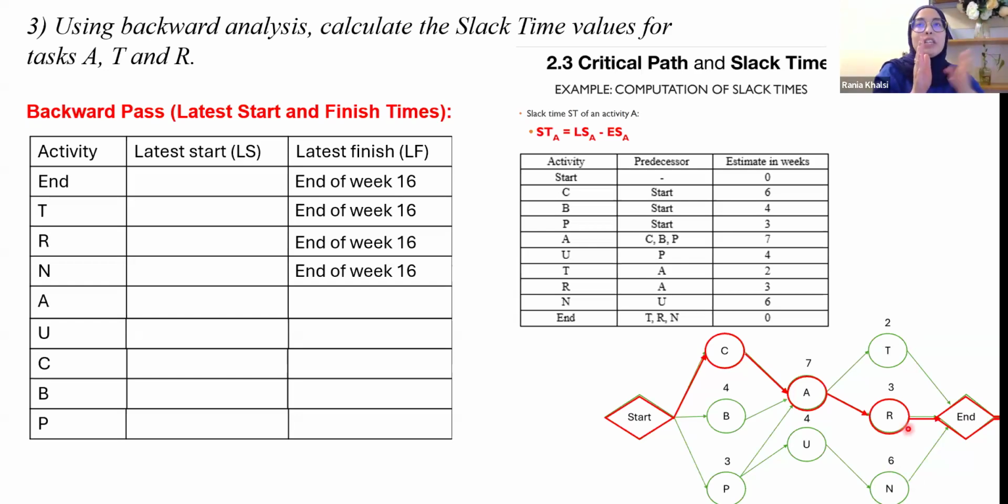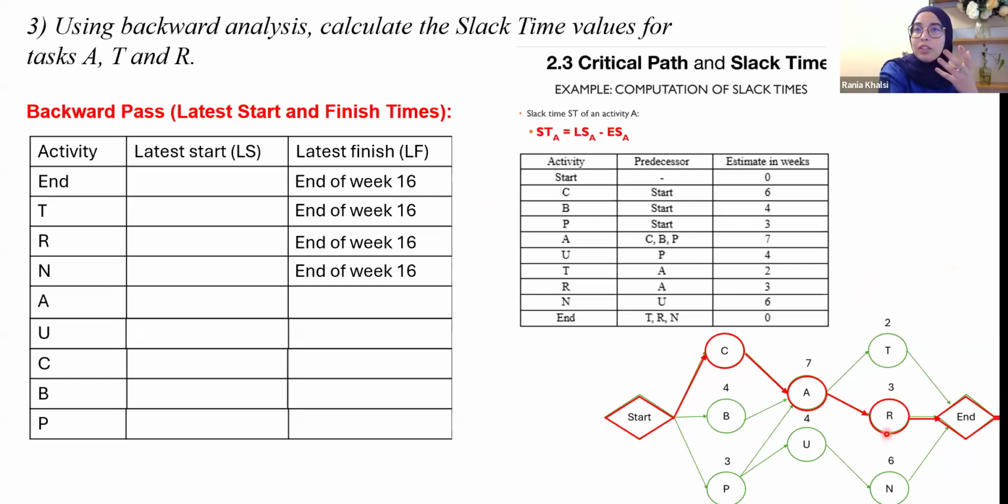So at the end, even if activity R takes more than 13 or 14 weeks at maximum, it can be done within 16 weeks. Okay, so it can take up to the end of week 16. The same for N, it can take up to the end of week 16. Now, all of these T, R, and N are going to end with the same end of the project, which is the end of week 16.